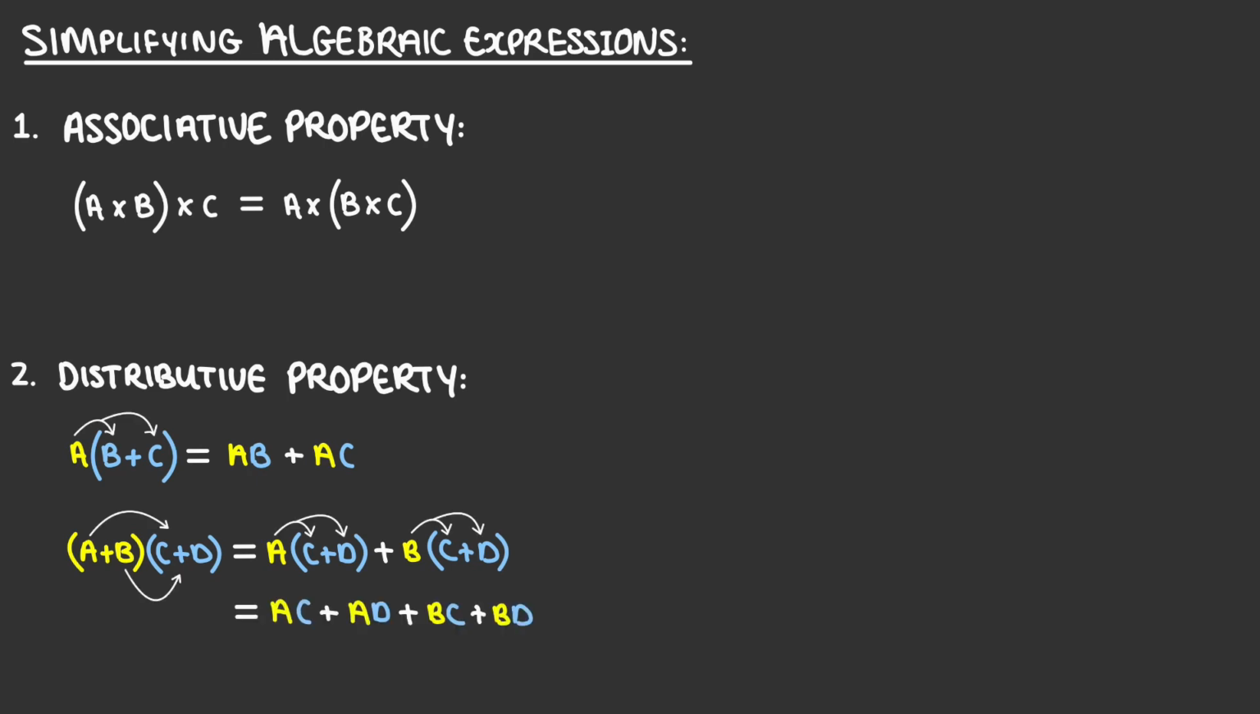The way in which we use the distributive property is drawn in by the arrows as shown. You can clearly see that a multiplied by c plus d plus b multiplied by c plus d is equal to ac plus ad plus bc plus bd. So by following the arrows, we make sure that we do not miss any terms when multiplying out our brackets.